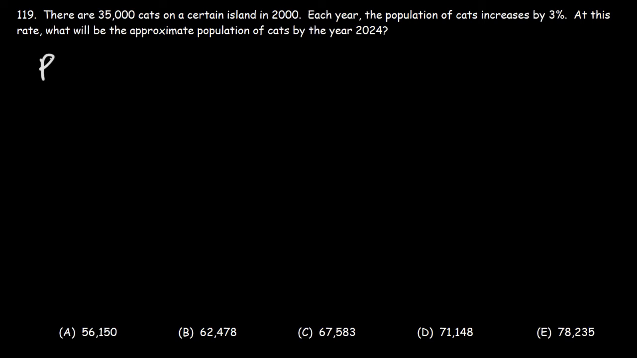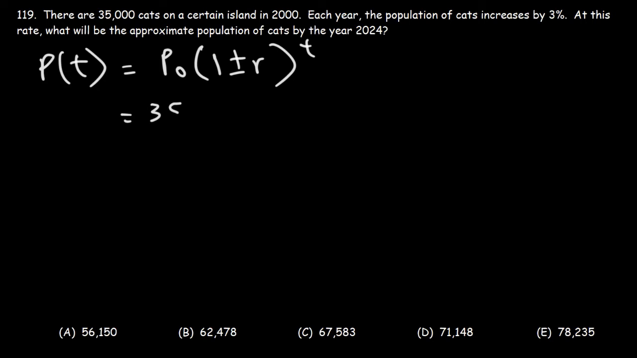Let's say the population with respect to time is represented by the function p of t. Now, this is going to equal the initial amount times basically 1 plus or minus r raised to the t, where t is in years. The initial amount of cats, P0, is 35,000. R is 3%. Now notice that it increases by 3%, so we're going to use the positive sign. Thus, this is going to be 1 plus r. 3%, if you divide that by 100, is equal to 0.03 as a decimal.